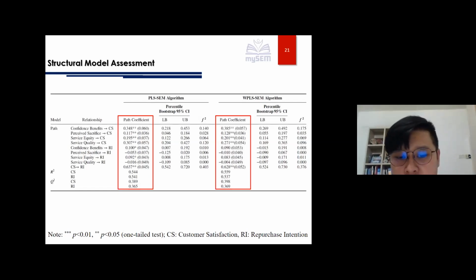But let us look into the Q square. Q square itself does not have much difference. It somehow looks alike in R square, but from here itself, we can clearly see that when we adjust the WPLS algorithm, it gives you a more representative structural model result towards your population. I'm not saying generalizability, I'm saying representativeness.